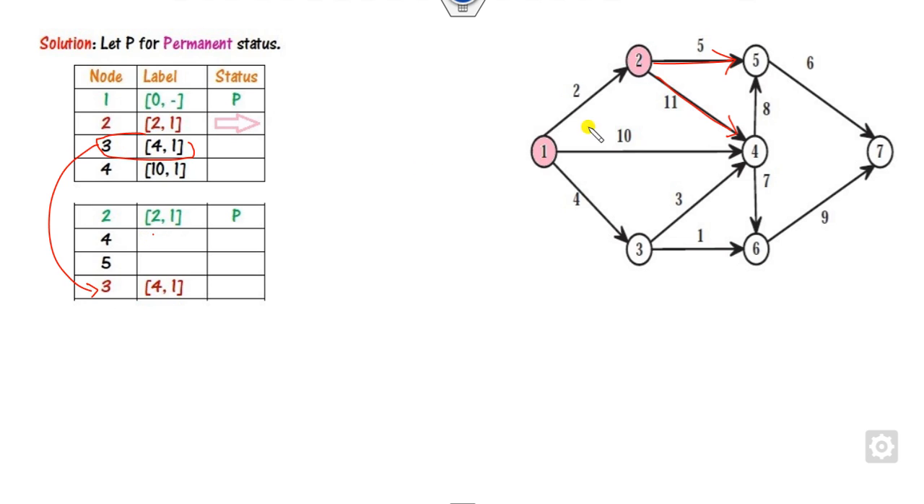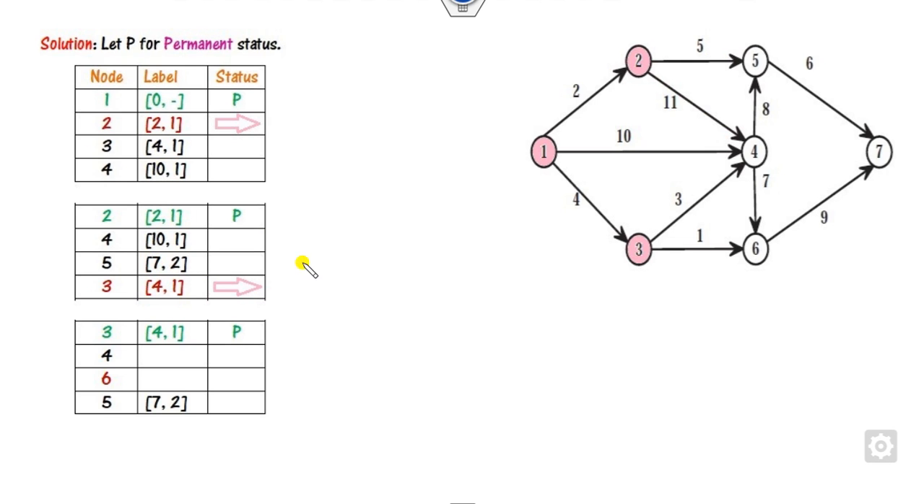Now you can compute the value of 4. Here 2 plus 11 is 13, but the previous value of 4 is 10, so I can take the value here as 10 comma 1. The previous value of 5 is 7 comma 2. Now you can see which one is the minimum. This is the minimum. You can take 3 on the next side.